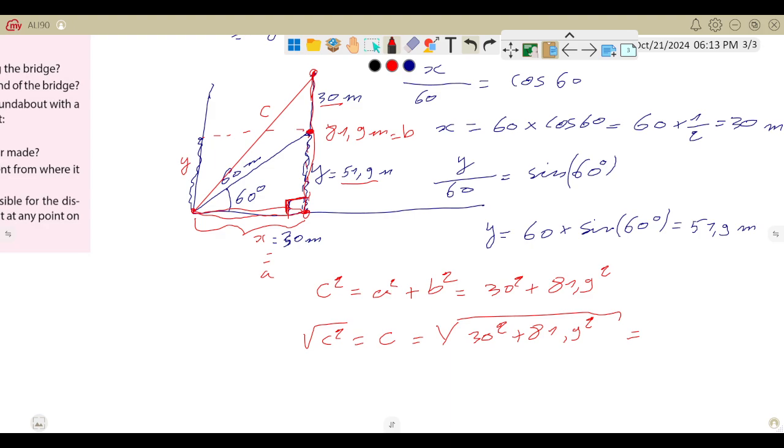I've already calculated it. It was 87.28 meter. That means this C is measuring 87.28 meter. Is that making sense for you now? Yes. All right.